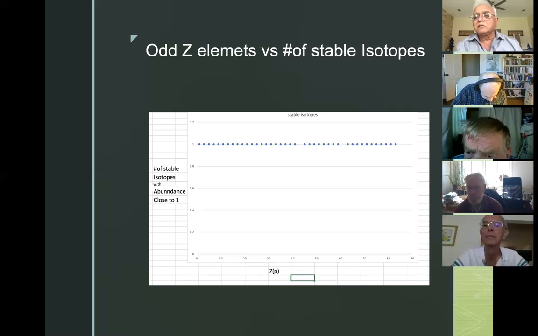Your theory should explain why there's no hydrogen 5 or helium 5. We have helium 3 and helium 4, but no helium 5, and I think that's because the neutron shell is full.